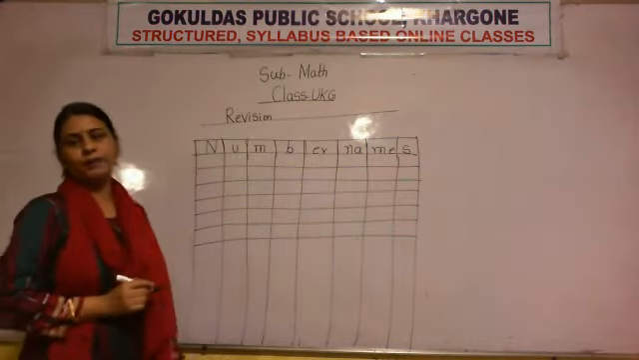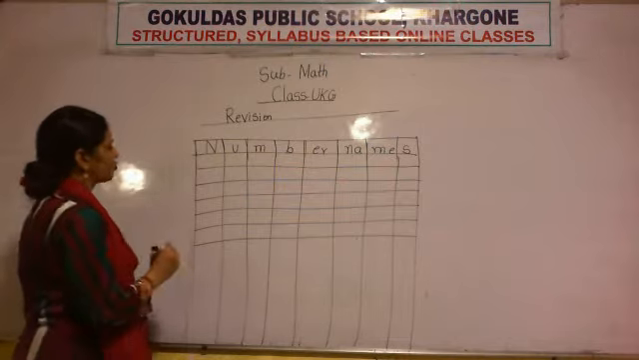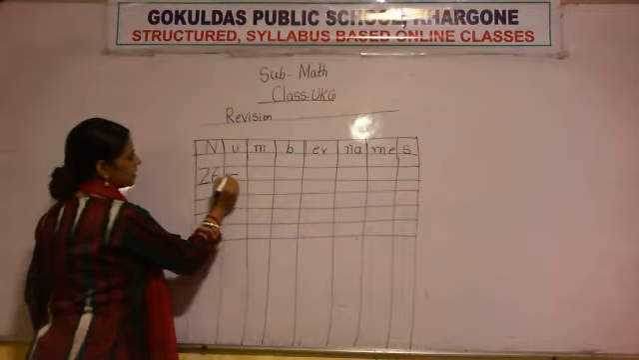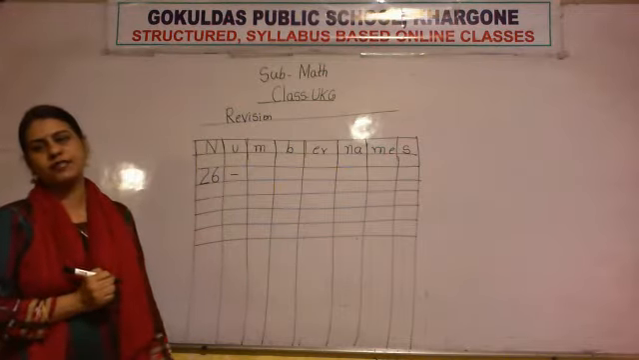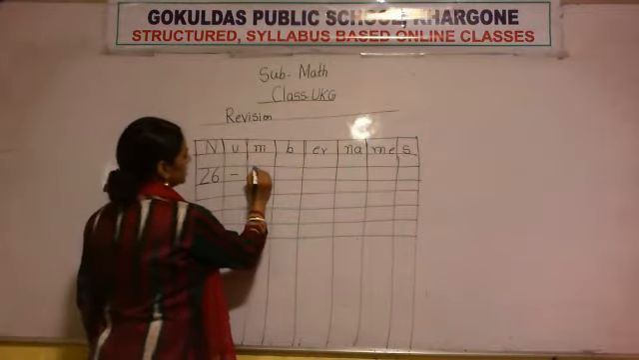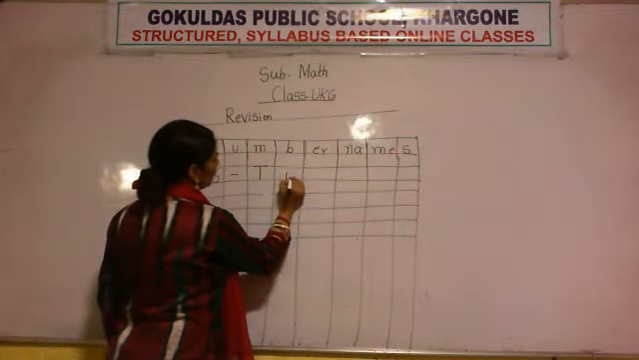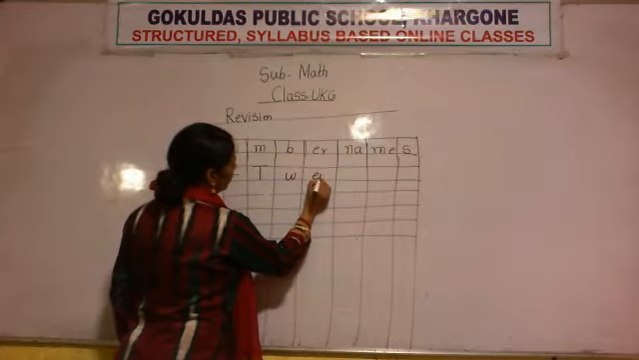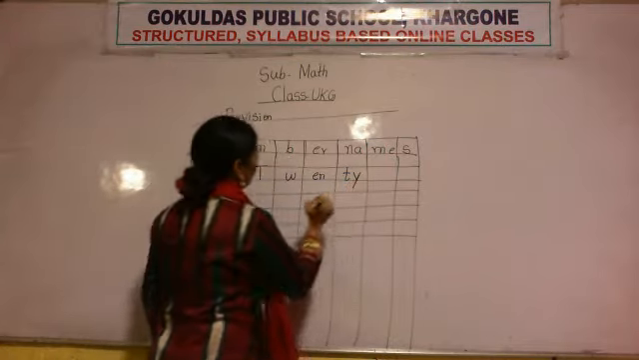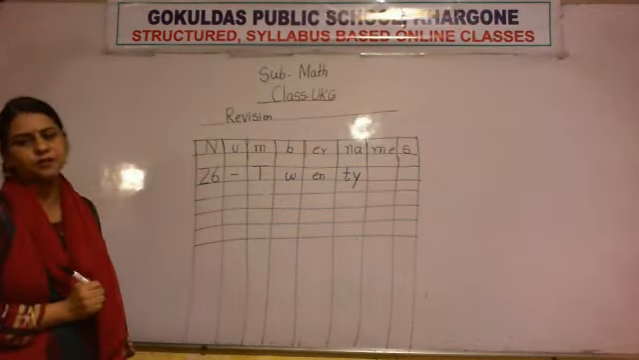Okay, so you had completed till 25, so I am going to write here the spelling of 26. That means 20 plus 6. So what I have to do here, first I will write the spelling of 20. The spelling of 20 is TWENTY. Again and again we are repeating the same spelling.